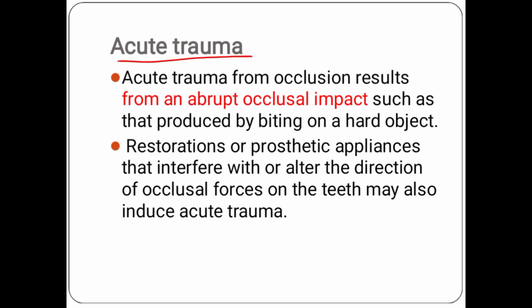Acute trauma results from abrupt occlusal impact. Abrupt occlusal impact means there is a sudden onset of force between the upper and the lower arch of teeth, due to any reason. So here an abnormal occlusal impact is produced by biting on a hard object, like when you break a walnut with your mouth. It's very hard, but you do it.